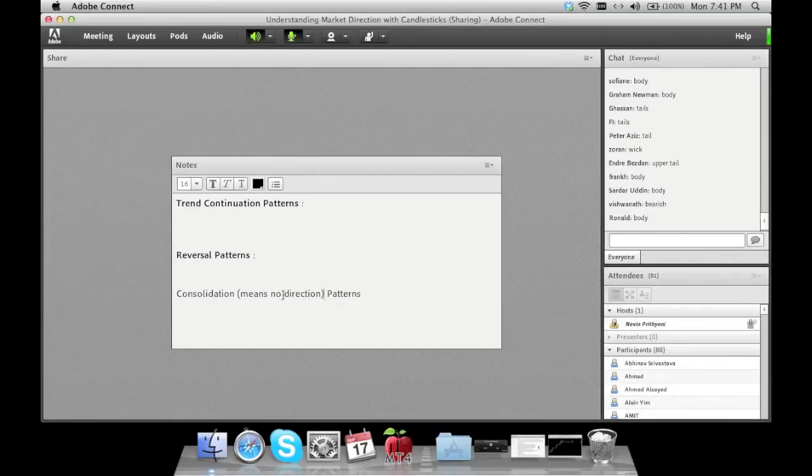Consolidation basically means there's no direction. You can't really understand which way it wants to go. It's just stuck in the middle. We'll discuss that as well. So, trend continuation patterns, we have a couple. False exhaustions. Reversals, we have exhaustions.